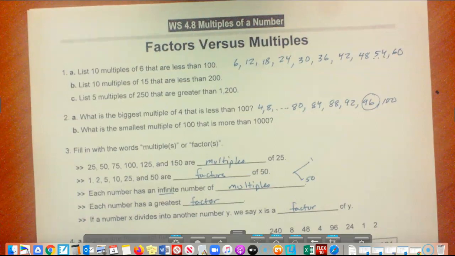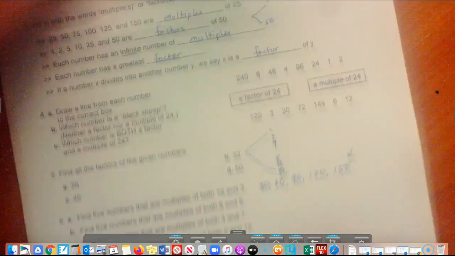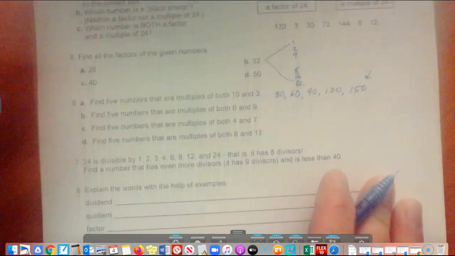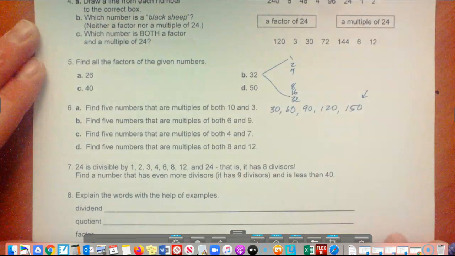Notice they all have to end in a 0 if they're going to be a multiple of 10. And if they're going to be a multiple of 3, the digits have to add up to a multiple of 3. Other answers are possible there. I just chose those ones. I'll pause it for a minute so you can take a look at the work that I've done.